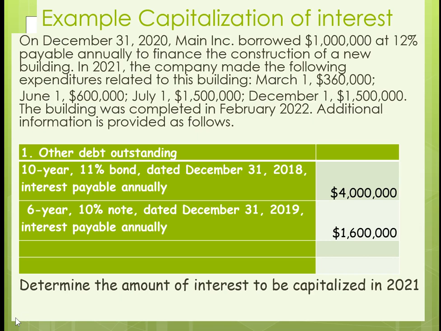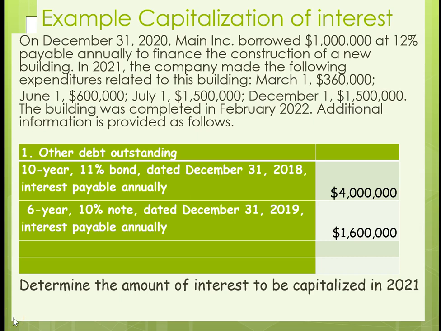On December 31st, Maine Inc. borrowed $1 million at 12% payable annually to finance the construction of a new building. The company made the following expenditures related to this building. We spent $360,000 on March 1st, $600,000 June 1st, July 1st $1.5 million, and on December 1st $1.5 million. The building was completed in February 2022, and now we're looking at how much interest we need to capitalize in 2021, when we also had two other debts outstanding, a 10-year 11% bond and a 6-year 10% note.